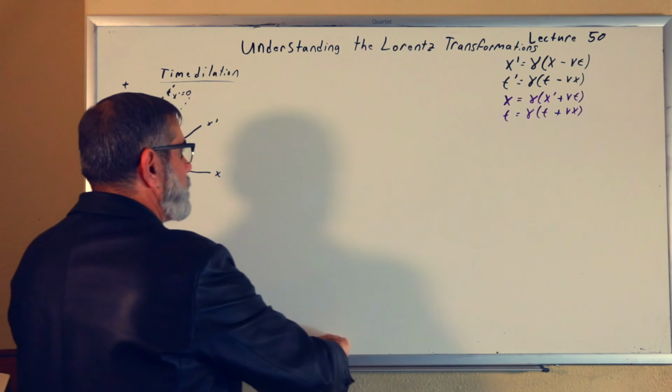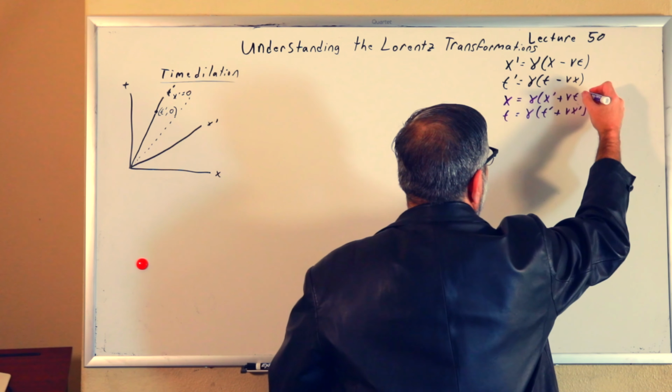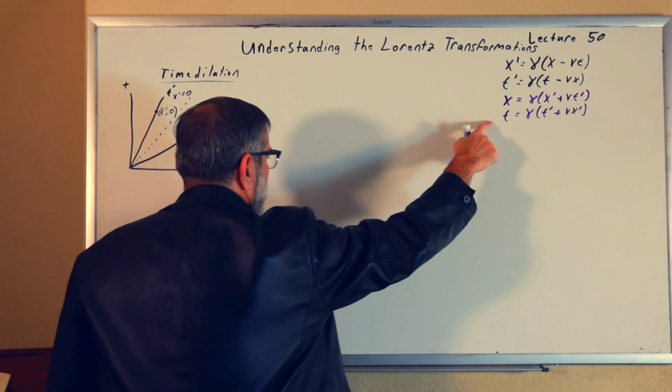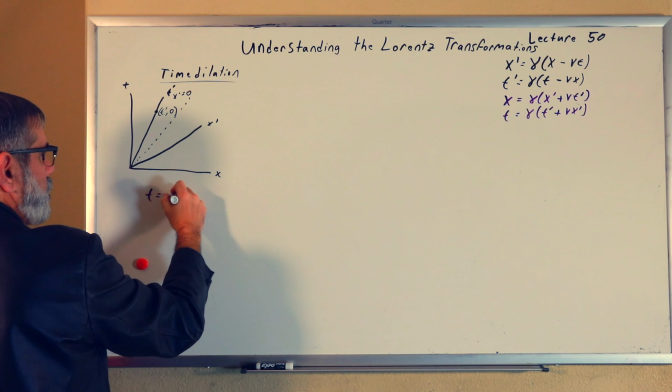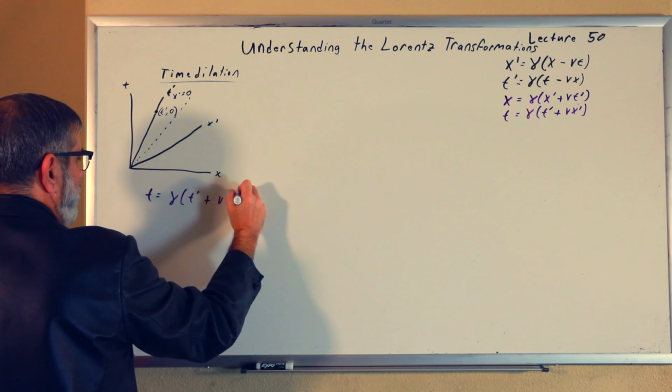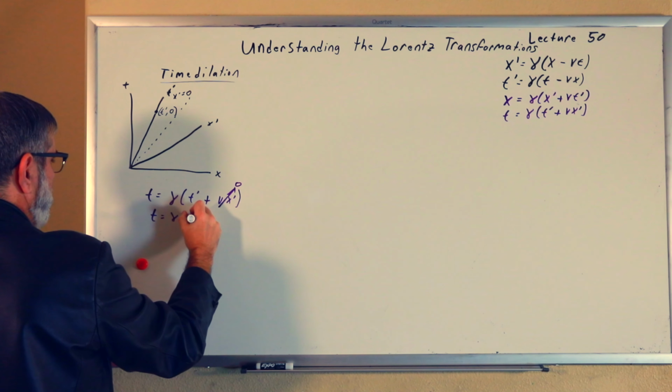These give you the prime coordinates in terms of the unprimed, and these give you the unprimed coordinates in terms of the prime. And there's a prime missing here too. Goodness. There we go. All right, so we're going to use this equation to figure out what this is in the platform frame. So we'll get t is equal to gamma t prime plus v x prime. But remember, x prime all along here is 0, right? So this goes to 0, and so we get that t equals gamma t prime.